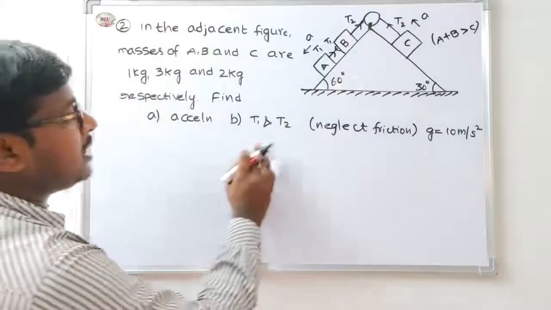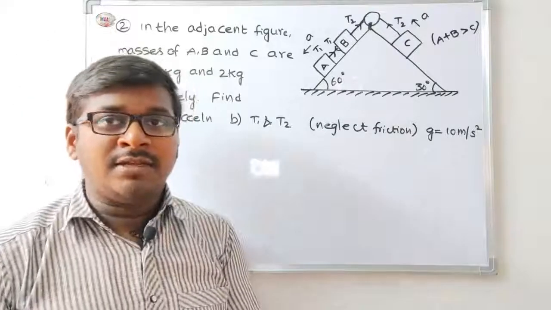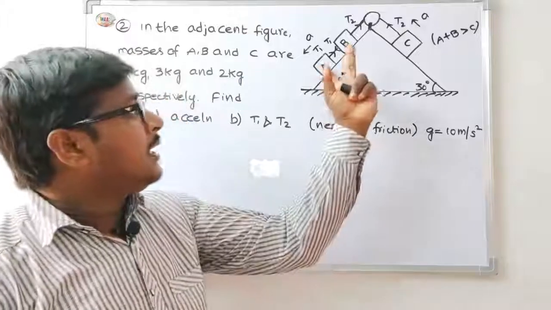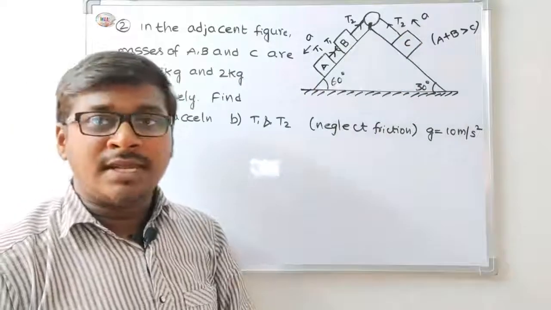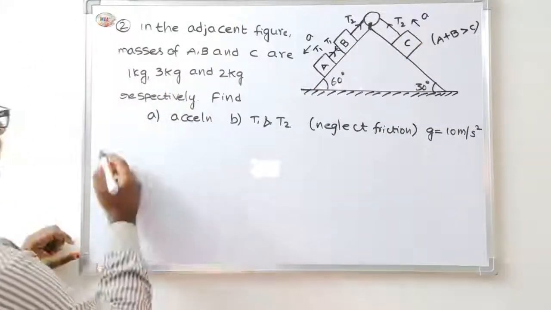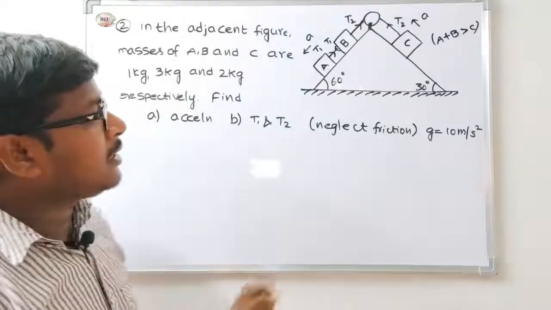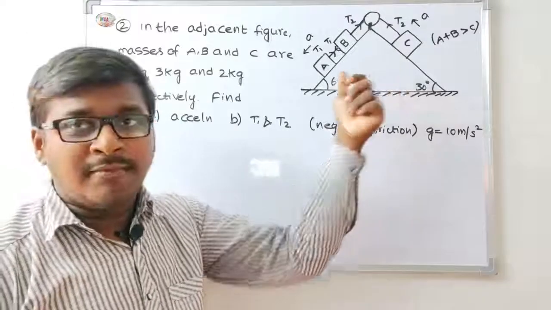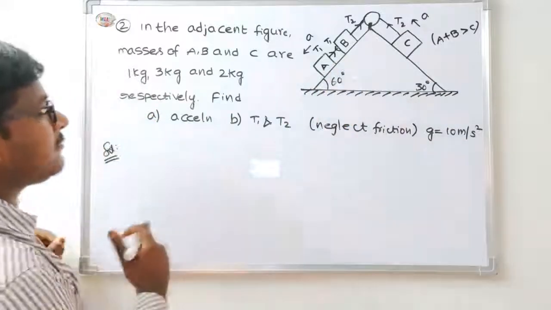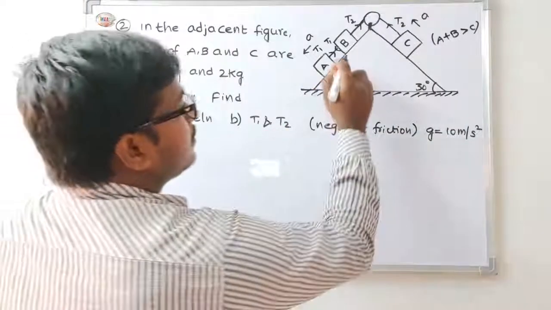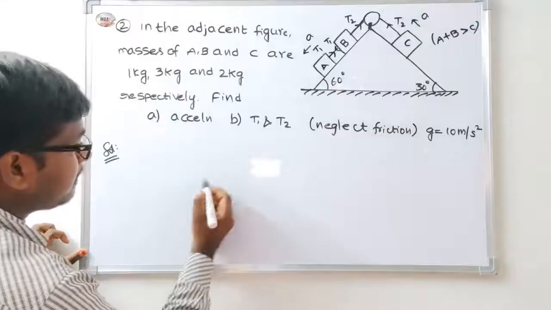Find the acceleration and the tension forces T1 and T2. The tension force T1 is acting between blocks A and B. Next, between B and C, the tension force T2 is acting. First, find the acceleration. According to Newton's second law, F is equal to ma. Here the net pulling force is applicable. First, draw the diagram.